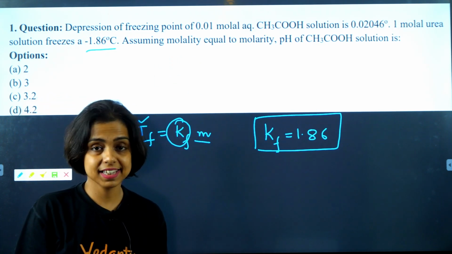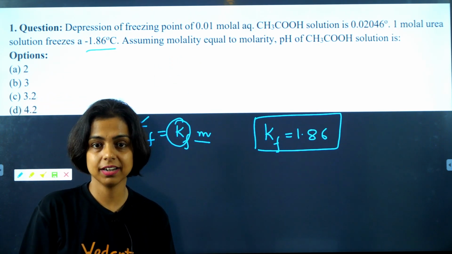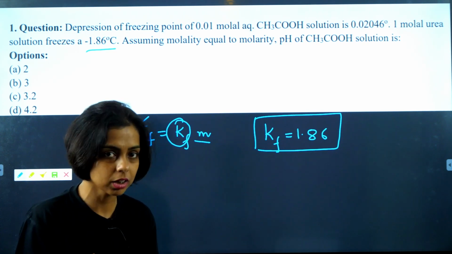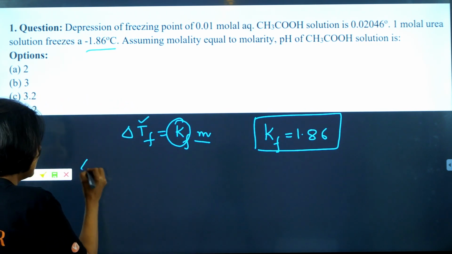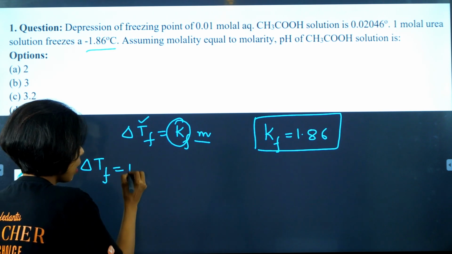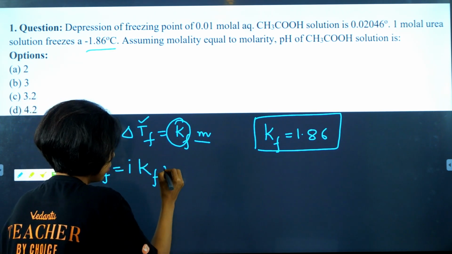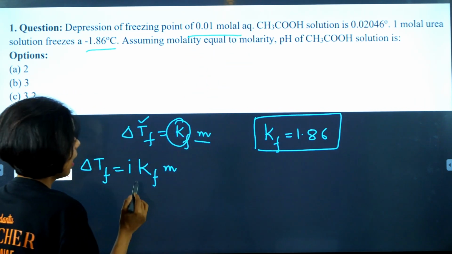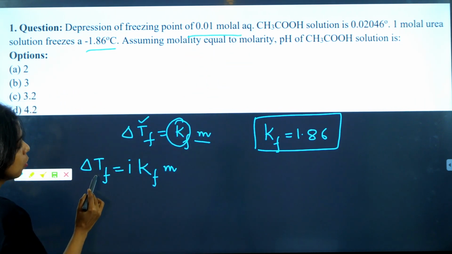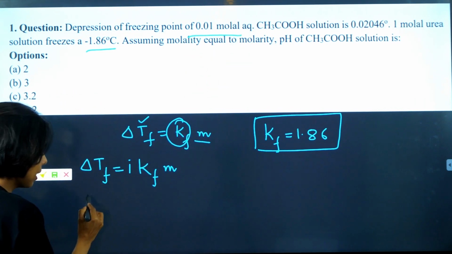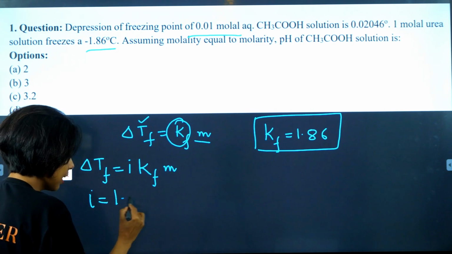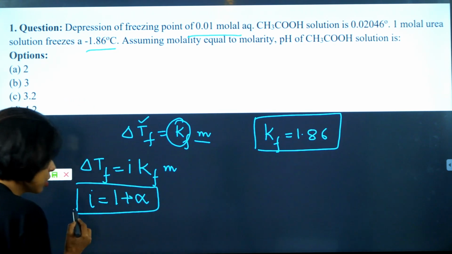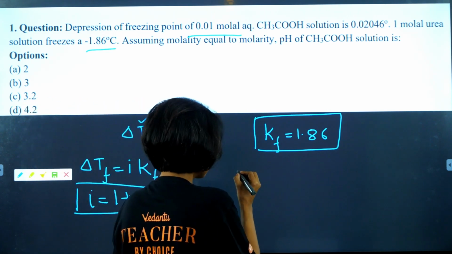Now because acetic acid dissociates, right? It can dimerize depending upon the solution. It dissociates in water. So delta Tf is equal to i, the van't Hoff factor, Kf into m, right? Now we know the molality and we know the Kf and also we know the delta Tf. From here I can calculate the van't Hoff factor, that is 1 plus alpha for acetic acid because dissociation is there, right?